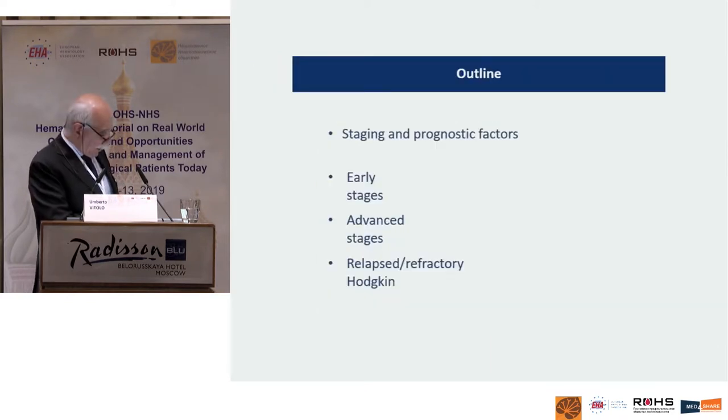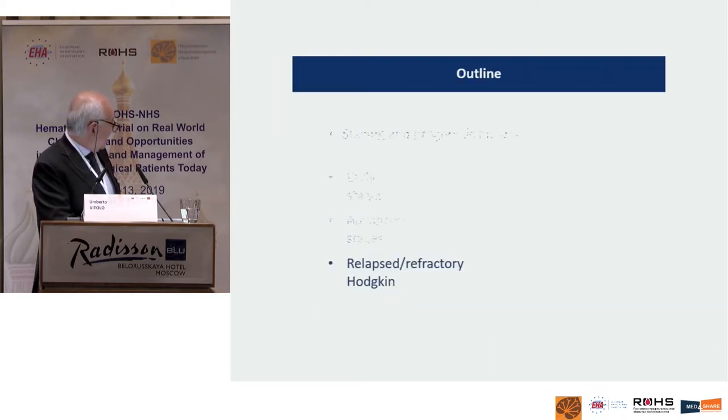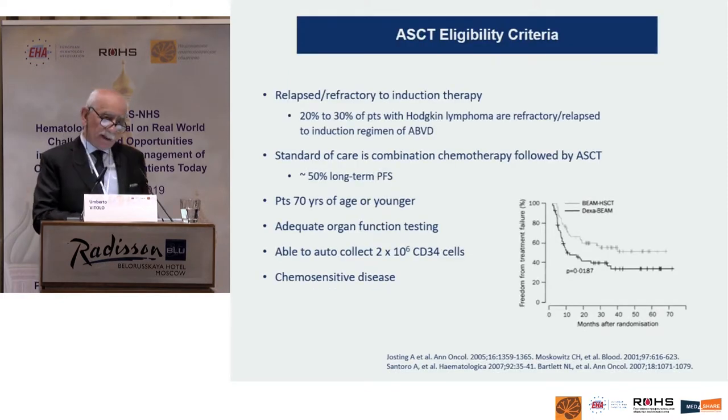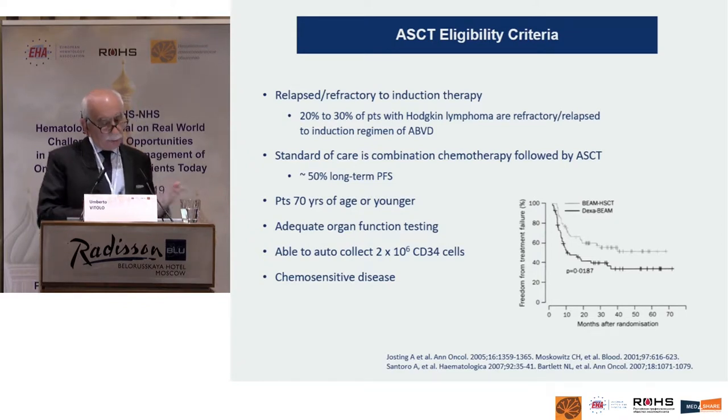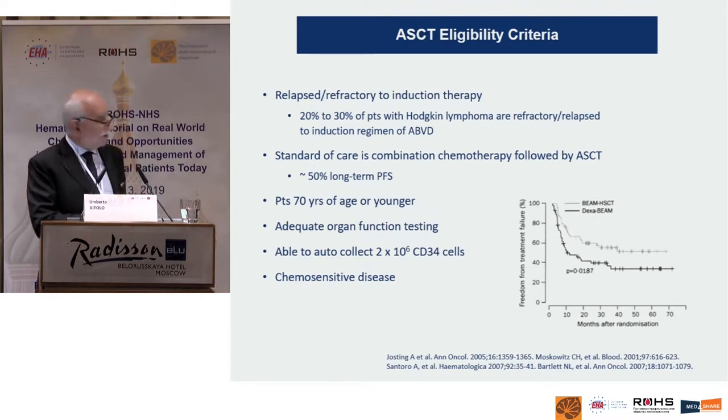The last few words regard the salvage of Hodgkin lymphoma patients. Despite the very effective treatment that we have at the front line, some of the patients, at least 20 to 30% of our patients, fail the first line treatment or relapse. And the standard of care for these patients is high dose chemotherapy followed by autologous stem cell transplant, which was shown to be superior many years ago to simply standard chemotherapy.